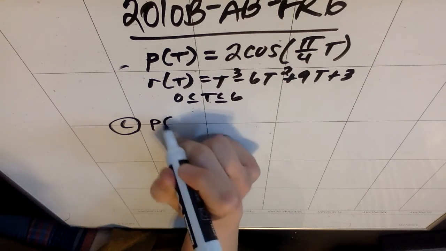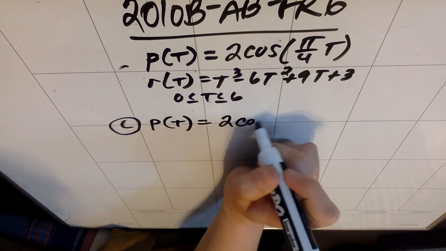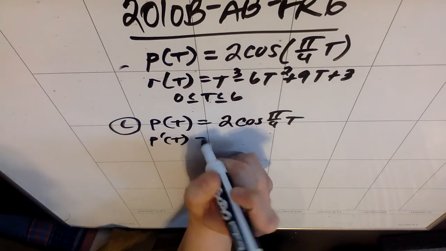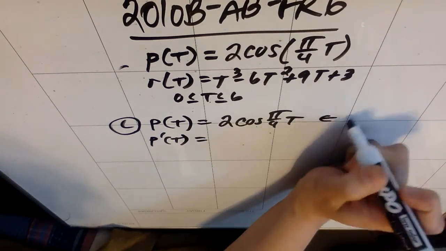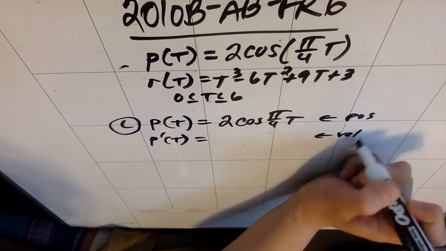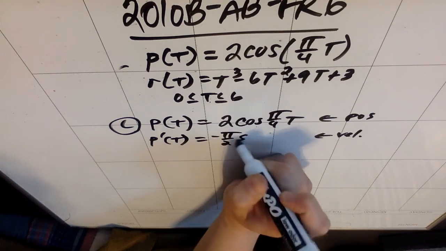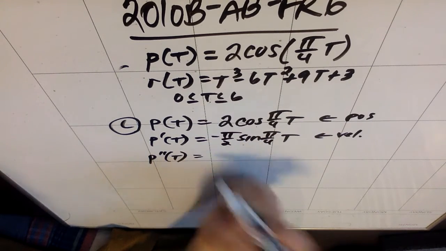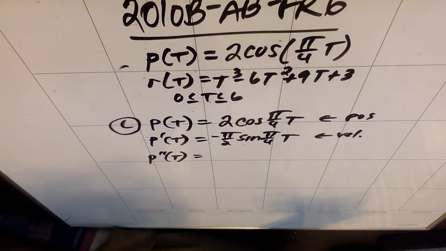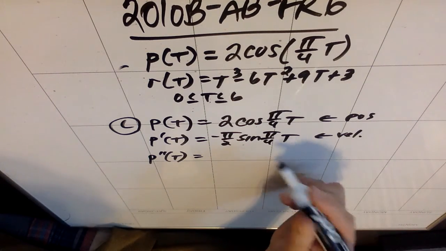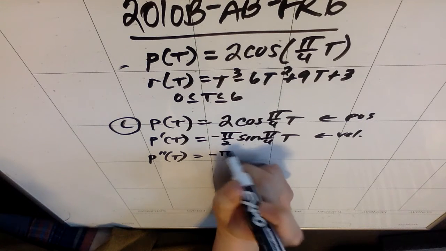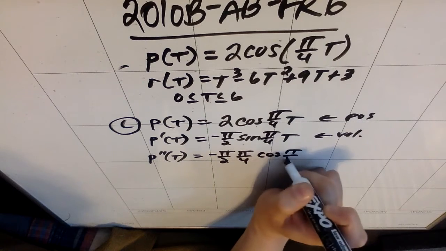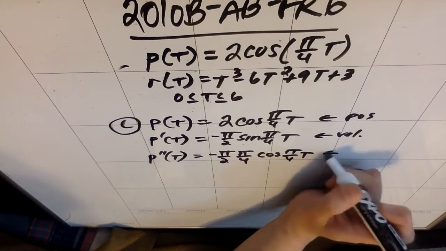So we already know that P of t is 2 cosine of pi over 4t, right? So this was position. And we know that P prime of t, which would be the velocity, we already found to be negative pi over 2 sine of pi over 4t, right? So p double prime of t is going to be my acceleration, right? The derivative of sine is a regular cosine, so the sign's not going to change. And I'm going to have to times by pi over 4 for the chain rule. So this is going to end up being a negative pi over 2 times pi over 4 times the cosine of pi over 4t. So this is going to be the acceleration.